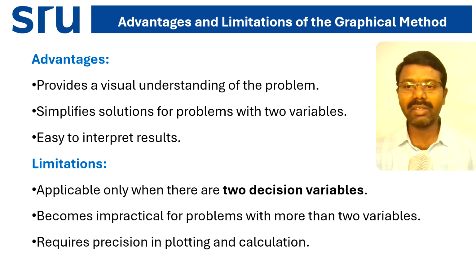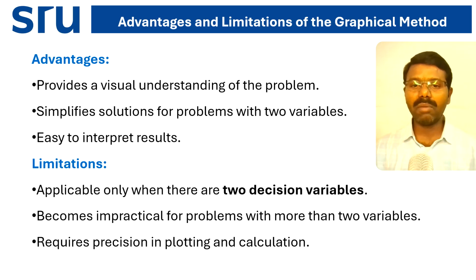The advantages of this method are that it provides a visual understanding of the problem, because we draw the solution in a graphical representation. When you see the graph, you will immediately understand the problem and the solution. It simplifies solutions for problems with two variables, and the results are easy to interpret. The limitations are that it is applicable only when there are two decision variables, it becomes impractical for problems with more than two variables, and it requires precision in plotting and calculations.